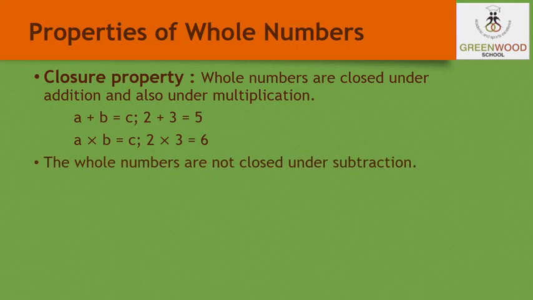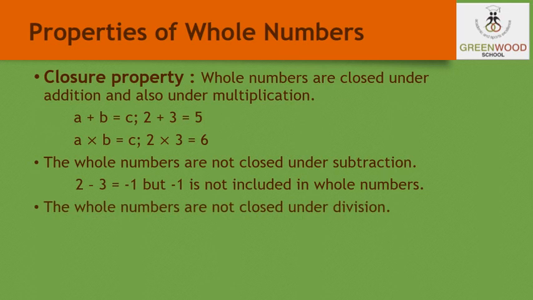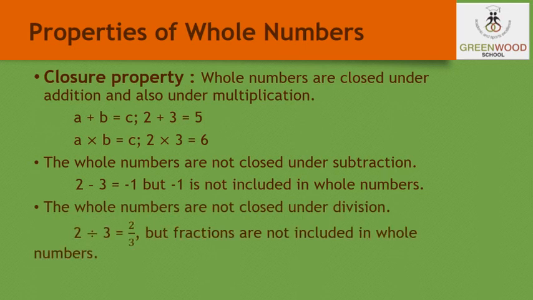But if we see for subtraction, let us take an example. 2 minus 3 is equal to minus 1, but minus 1 is not a whole number. Similarly, let us understand the property for division. 2 divided by 3 gives 2 upon 3, but 2 by 3 is not a whole number. Therefore, we can say that closure property is applicable for addition and multiplication, but it is not applicable for subtraction and division.